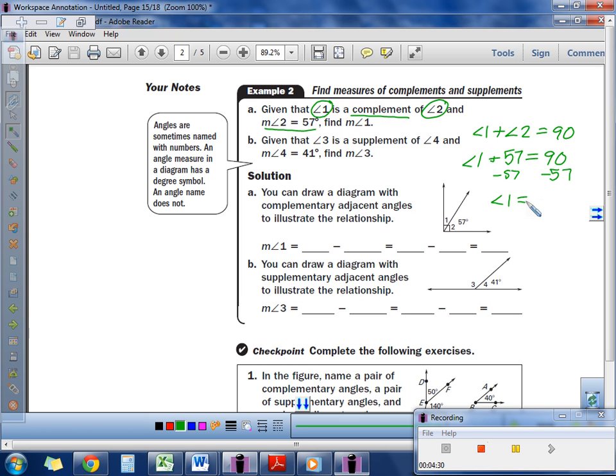When I subtract 57 from each side, I get 33. Thank you. All right.